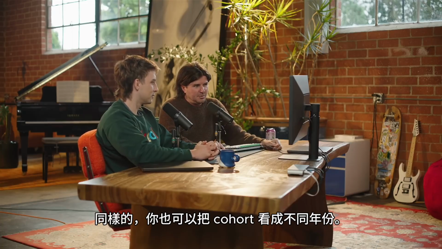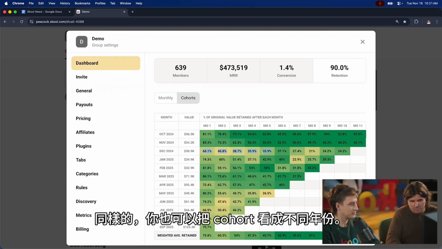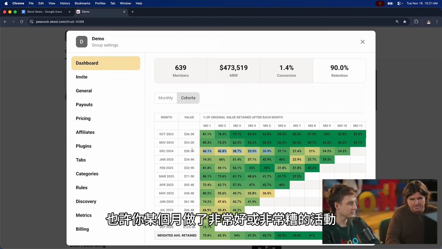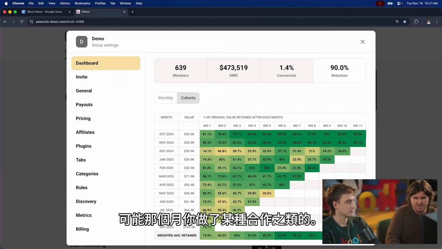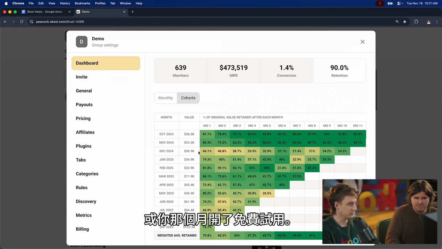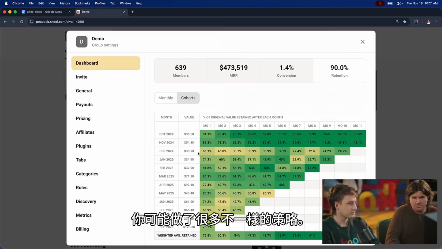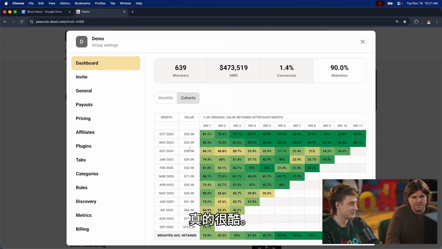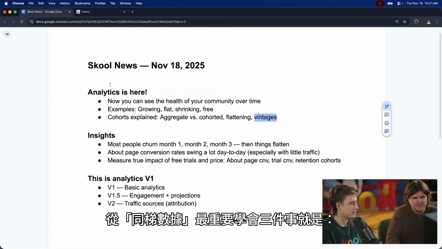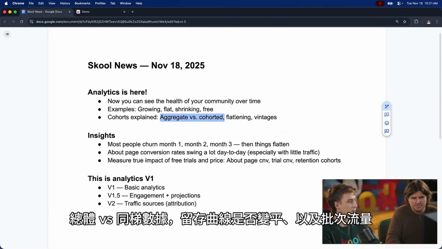So the same thing, you can look at these vintages or cohorts. Maybe you ran a promotion in a particular month that went really well or really bad. Or maybe it's a traffic source. Maybe you did a JV or something. Or maybe you did free trials, or you could do all kinds of different things. And this can show you how that matures over time. Yeah, it's pretty crazy. Yeah. So yeah, the main things to take from cohorts is aggregate versus cohorted, flattening, and vintages, I think.